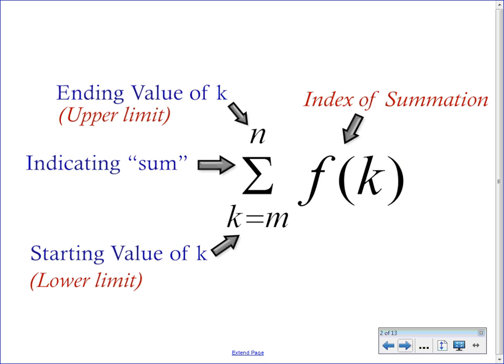So this tells you it's a sum. This tells you where to start. This tells you where to end. And this tells you what you are adding over and over. So you're going to plug in your k values into f of k, and you're going to add all of them up until you plug in your n value.